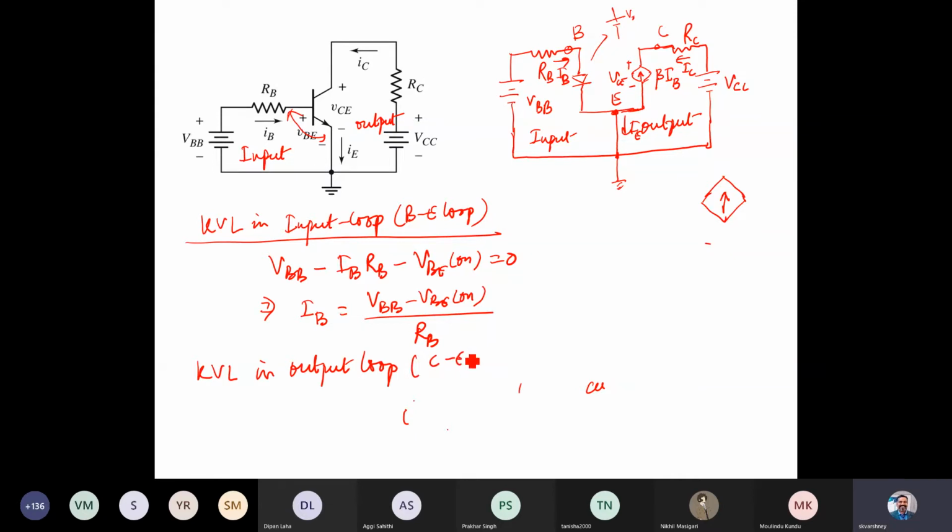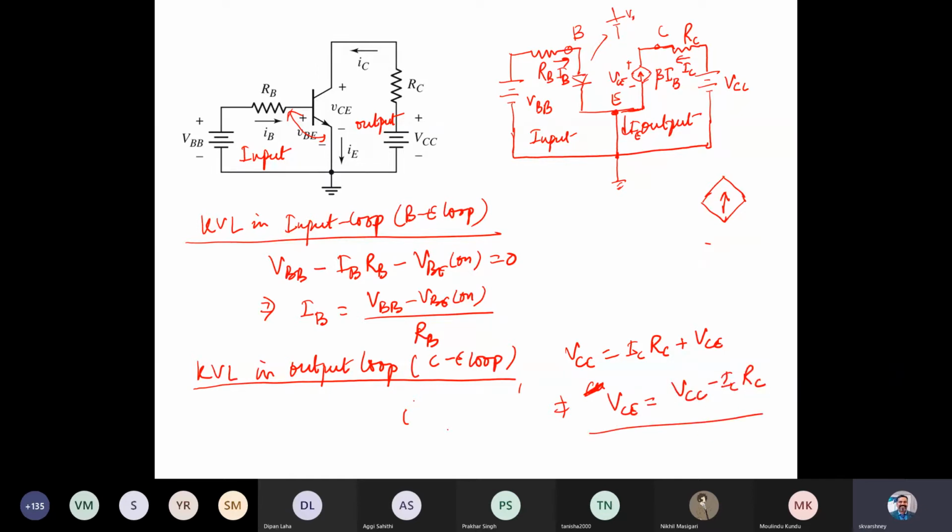That's your CE, since you are picking up the output from the collector. So we write down the KVL in the output loop: VCC equals IC RC plus VCE. That means VCE equals VCC minus IC into RC. This is the output, V naught. I think these are the two equations which determine the characteristics.